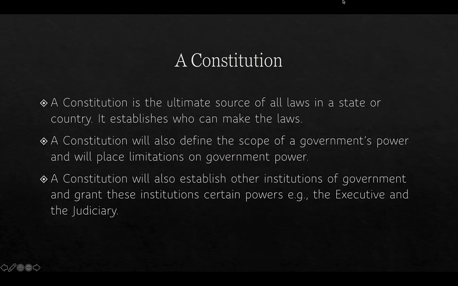So in Australia, we are covered by a constitution. The constitution is the ultimate source of all laws in a state or country, and it establishes who can make those laws. The Constitution will also define the scope of the government's powers and will place limitations on government power. Furthermore, the Constitution will also establish other institutions of government and grant these institutions certain powers, for example, the executive and the judiciary. So the executive being the politicians and the judiciary being the judges in the courts.